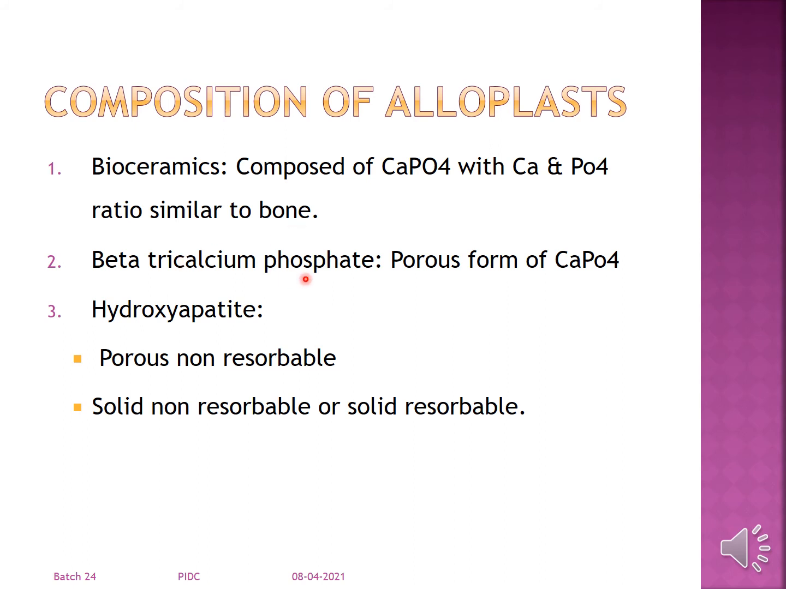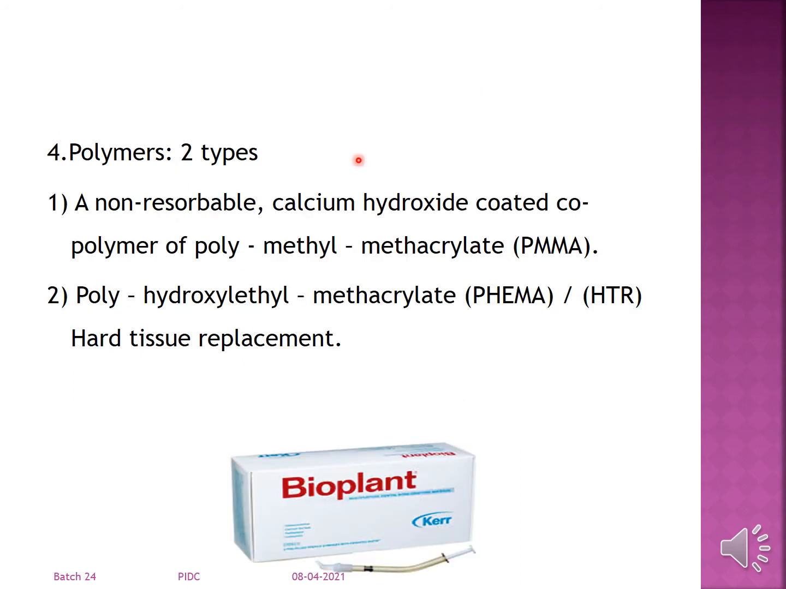Beta tricalcium phosphate, the second one, is a porous form of calcium phosphate. Hydroxyapatite, this is mostly used. Here we have it in the college, where it is a porous non-resorbable one, and a solid non-resorbable or solid resorbable ones are also present in this form. There are two types, a non-resorbable calcium hydroxide coated with a copolymer of polymethyl methacrylate and polyhydroxyethyl methacrylate, which is a hard tissue replacement.